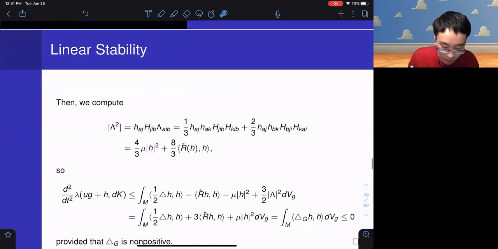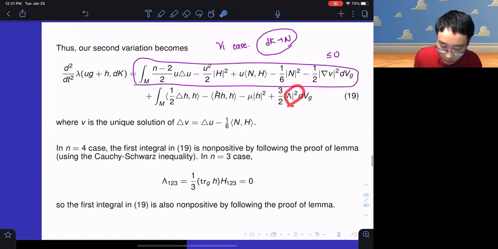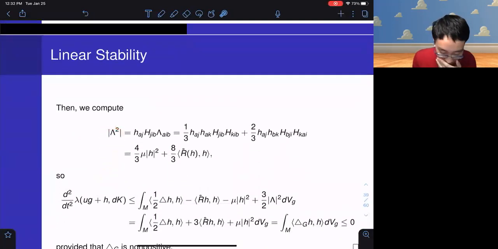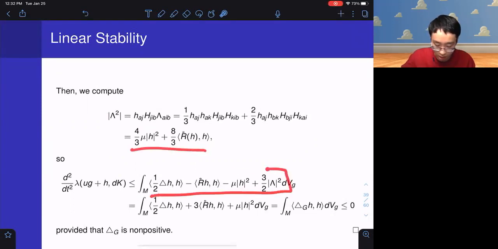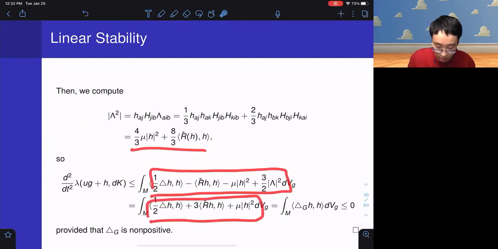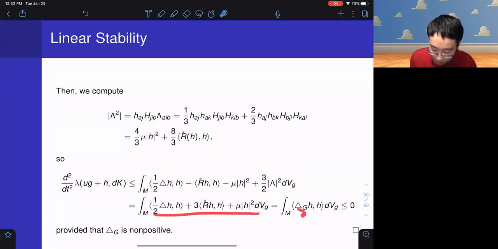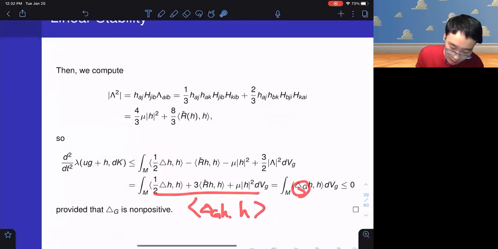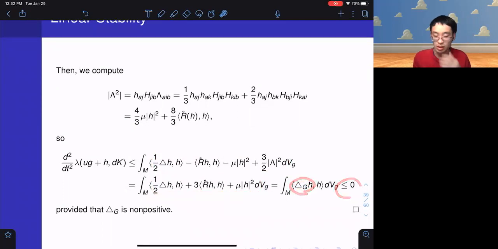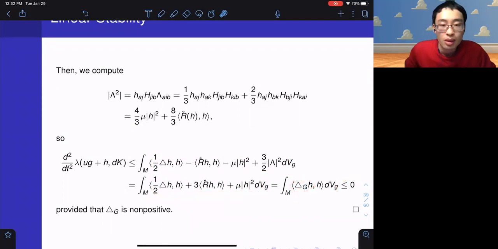Okay, so next step is we compute the lambda square here. Lambda square is given by 4/3 mu h squared plus a/3 curvature tensor term. Again, here we use the Bismut flat condition. So this is the term we will derive, and this is how we define Laplacian G, on H and H. We will say that it is stable if Laplacian G, H is non-positive. Okay, so this is the proof of my main theorem.